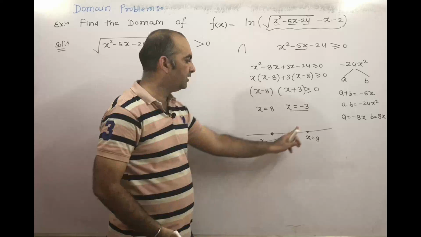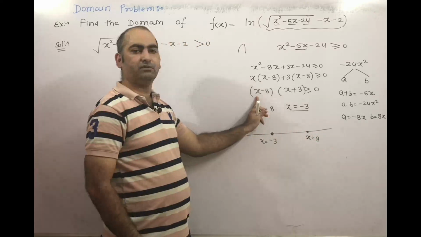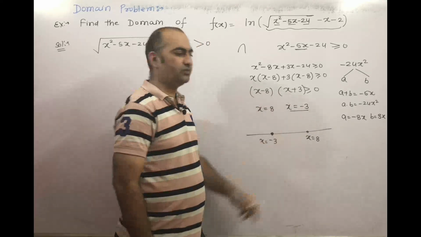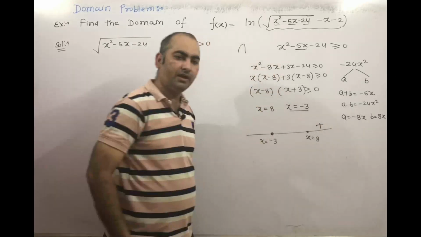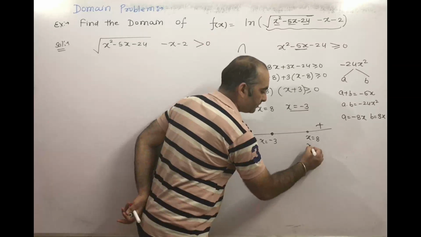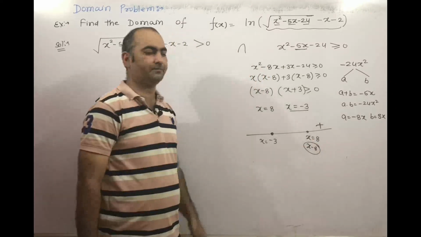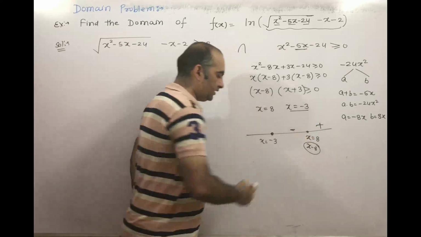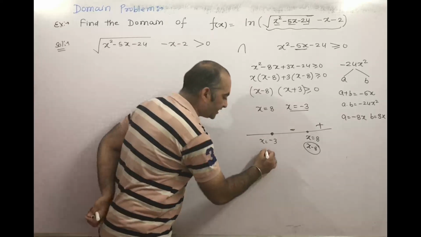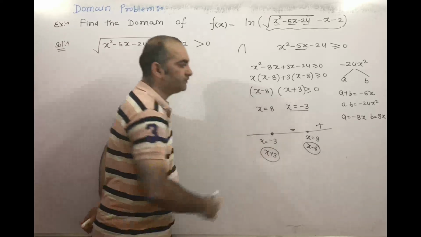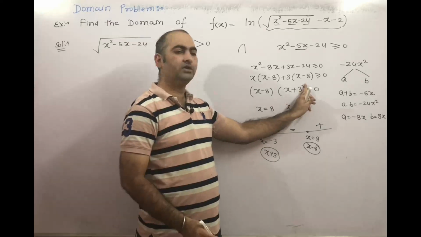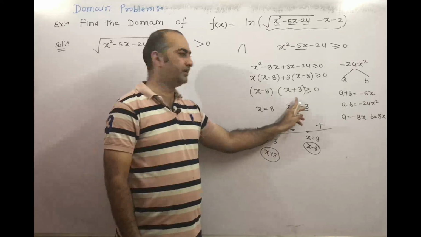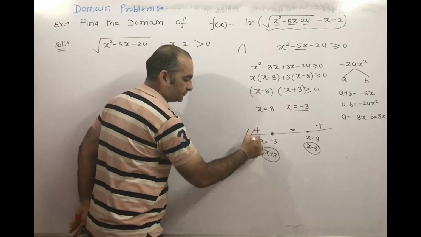Now we take any number greater than 8, say 9. If you put 9 here, this is positive and this is positive, so the product is positive. Now at x = 8, the factor x - 8 has an odd power, so the sign will change from positive to negative. Then at x = -3, the factor x + 3 has an odd power, so the sign will change from negative to positive. And we want this product to be greater than or equal to 0, so we want this portion.